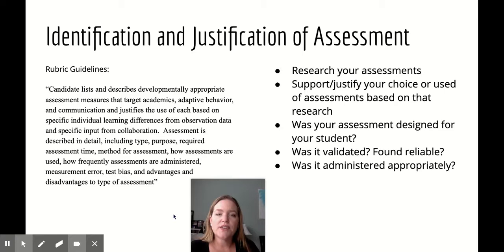The identification and justification of assessment section. This is one of the 2 major meat and potatoes of this, right? The rubric says that the candidate should list and describe developmentally appropriate assessment measures that target academics, adaptive behavior, and communication, and justifies the use of each based on specific individual learning differences from observation data and specific input from collaboration. So, what did the different folks that you collaborated with see as an area of need the student needs to be assessed in? So maybe teachers reported there were challenges in certain areas.